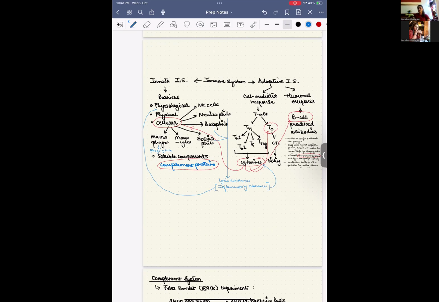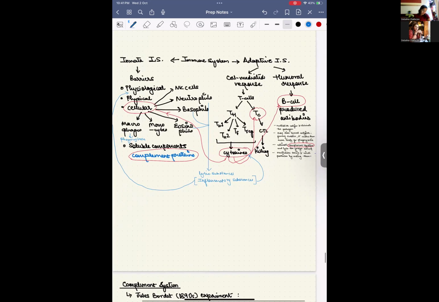So the idea is to appreciate the overall interconnectedness of the systems, right? Okay, so I'm sure I must be missing something in here, because the more you look at it, the more you will be able to fill it.